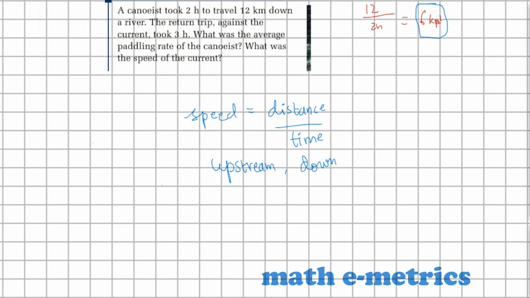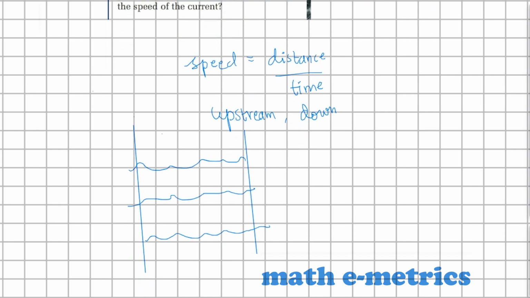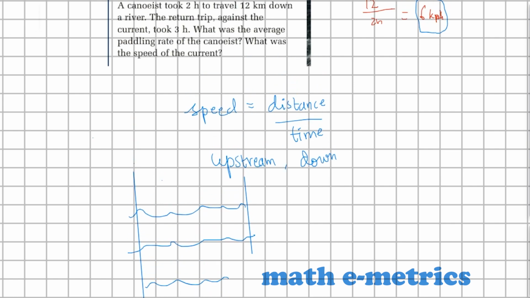I'll tell you how to do this. Let's say there is a river like this. If we travel 12 kilometers, that means the length of the river is 12 kilometers. Let's assume the water is flowing in this direction. This is the speed of water.